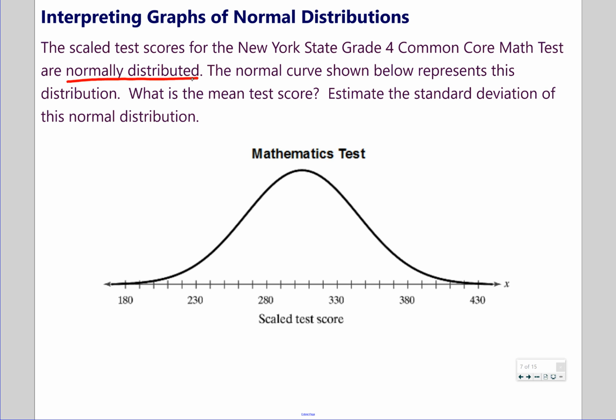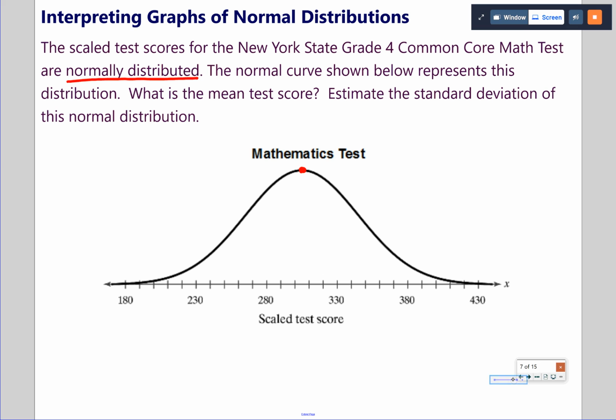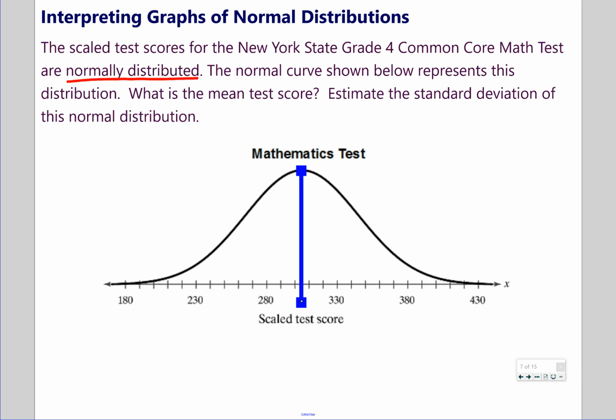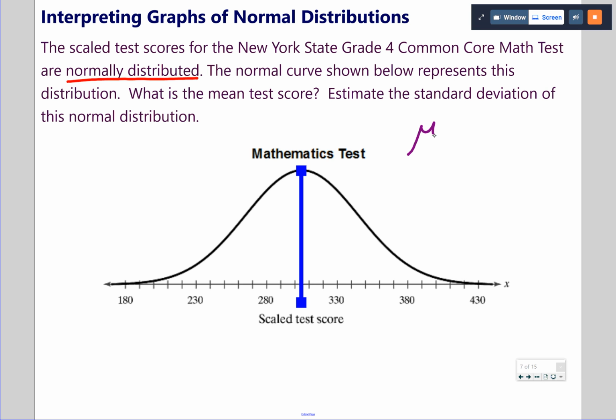So what do you guys think? What approximately is my mean test score? You can draw it on yours if you need to. I'm going to say it's a little bit more than 300. I'm going to say 305 for that one. Okay. I would say approximately equal to because we're estimating.